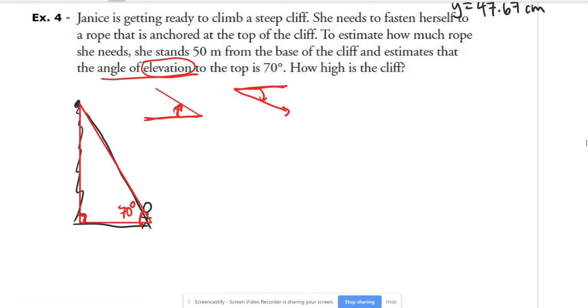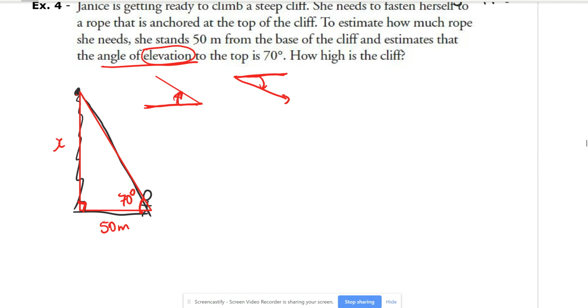Okay, and the only dimension we're given is the 50 meters from the base of the cliff. So how high is the cliff? Let's put h over there for the height. We're not asked for the hypotenuse, just the vertical height. Just to not get confused, maybe we'll use x instead. So h can sometimes be confusing. So let's use x for my height. So how high is the cliff? Find x. So here we go.